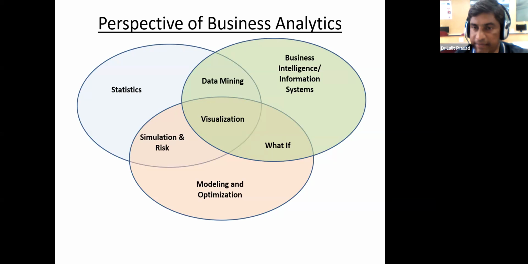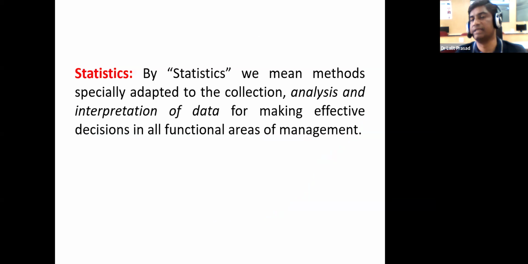Statistics, data mining, business intelligence, information systems, simulation and risk, visualization, Tableau and Power BI, what-if modeling. One by one we will see that. So statistics means methods specially adapted to the collection, analysis and interpretation of data for making effective decisions in various functional areas of management. Statistics will help you in collection of data, analysis of data and interpretation of data.